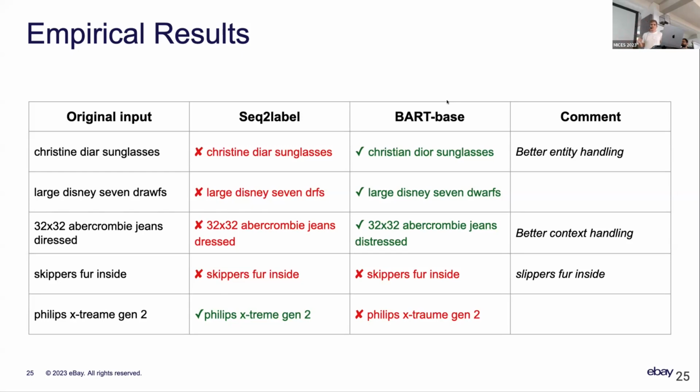So we think that's because of the better context handling, because of sequence to label, it just saw something about the clothes, jeans, and already says dress. And BART base is a little bit smarter in this case. And of course, there are cases when both models are wrong, and when even our old current production model is correct. Yeah, but in general, BART base is better.